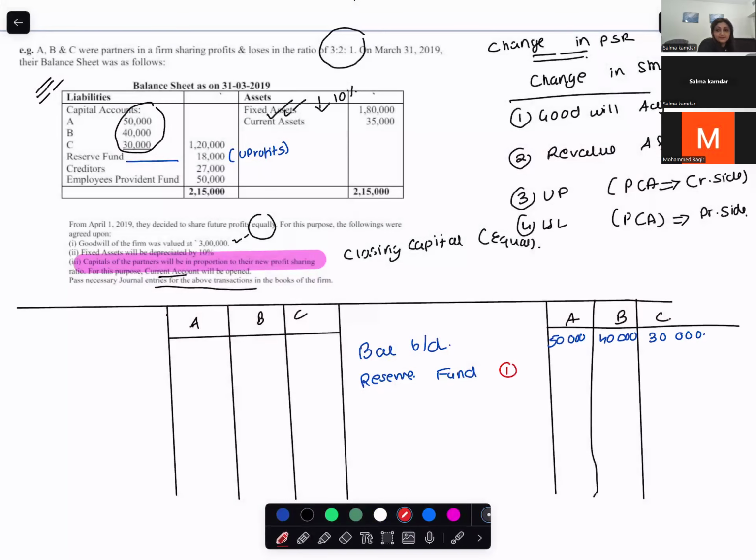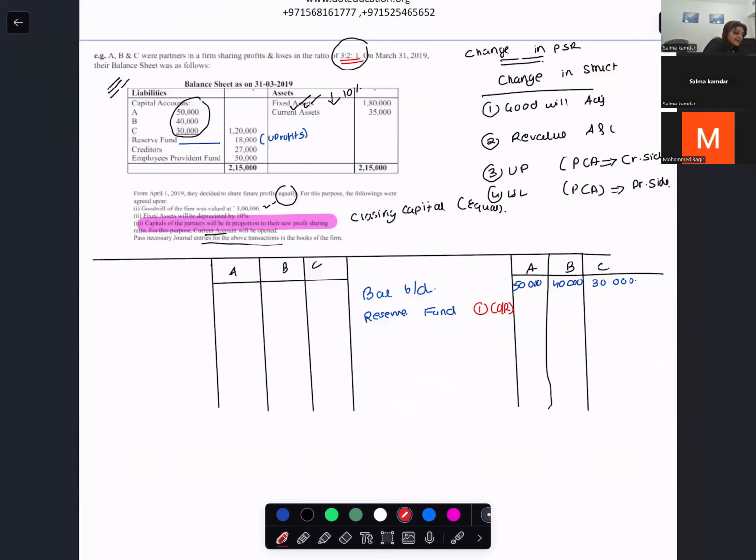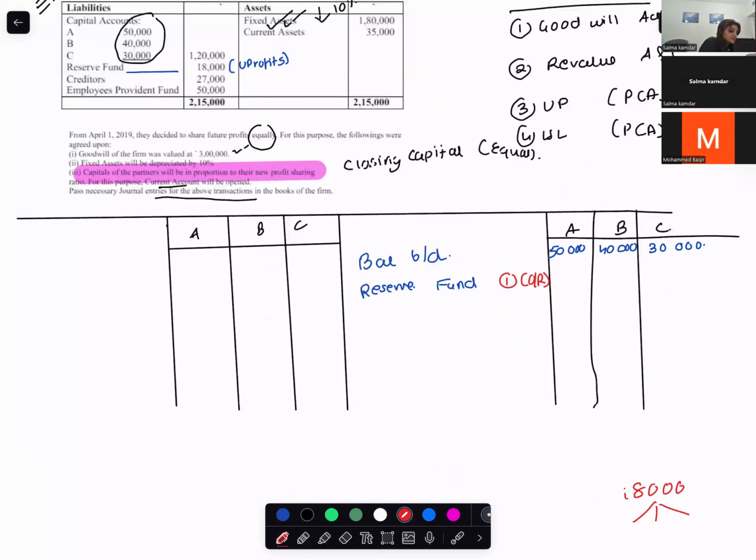It will be distributed in which ratio? Old ratio. Okay. Old ratio is what? 3 to 2 to 1. So 18,000 would be distributed in which ratio? 3/6, 2/6 and 1/6. Are you with me?